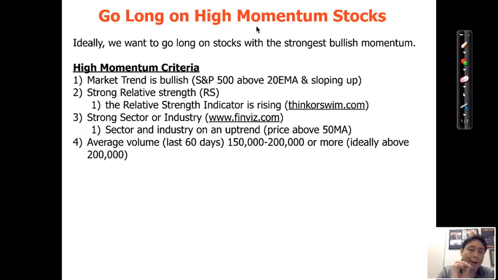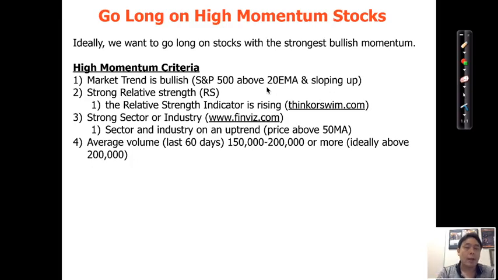All right, so let me show you what I look at. So again, ideally, we want to go long on stocks with the strongest bullish or high momentum. Okay, and these are the criteria I look for. The first thing is I look at the overall market trend, and the market trend has to be bullish. And to look at the market, I look at the S&P 500. And the S&P 500 must be above the 20 exponential moving average, and it should be sloping up as well.